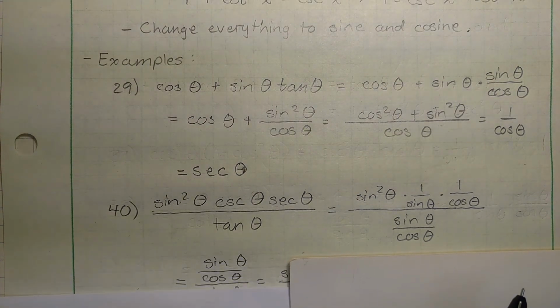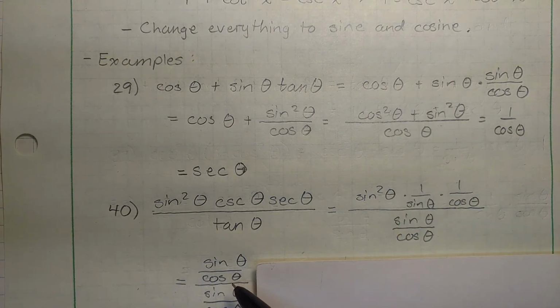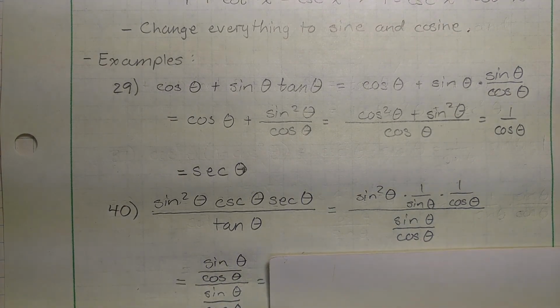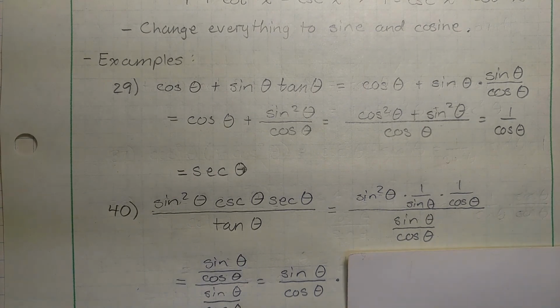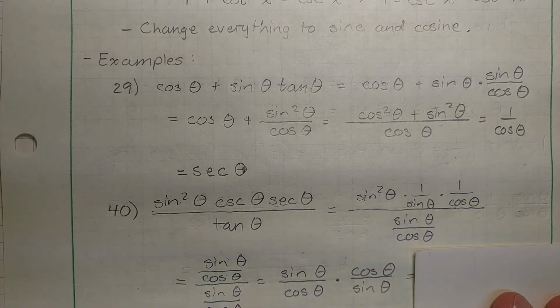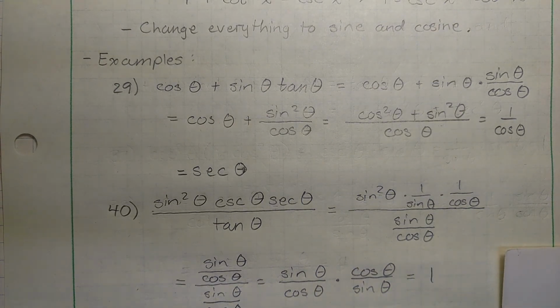But a lot of us will have to work it out a little bit further. So canceling this sine with one of these sines, I get sine over cosine for the numerator and sine over cosine. But anytime you divide by a fraction, you multiply by the reciprocal. So I have sine over cosine times the reciprocal, cosine over sine. Here it is easy to see that everything cancels out, and I just have 1.